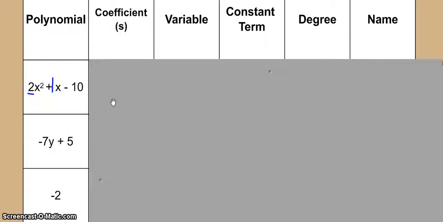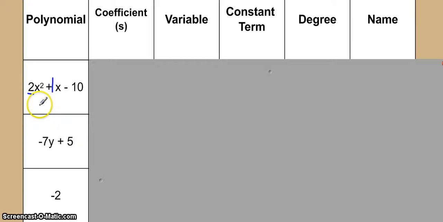The variable is the letter used in the polynomial. In this case, it was x. The constant term is either added or subtracted to the polynomial. Our constant term in this polynomial is -10. A polynomial gets its degree by taking the highest exponent on a variable. So the highest exponent on the x variable in this polynomial is 2. So the degree of the entire polynomial is 2.